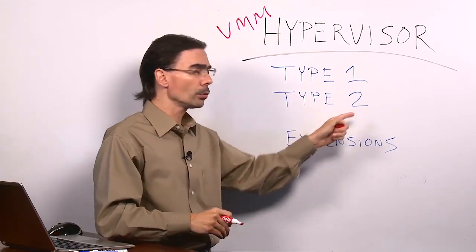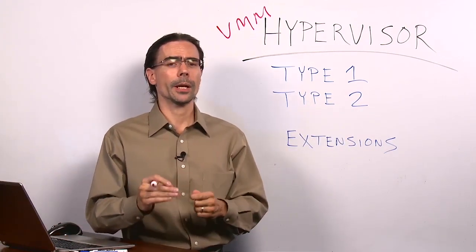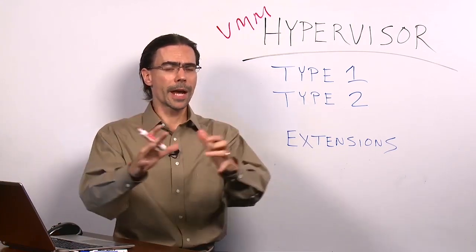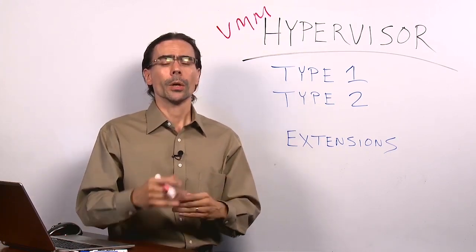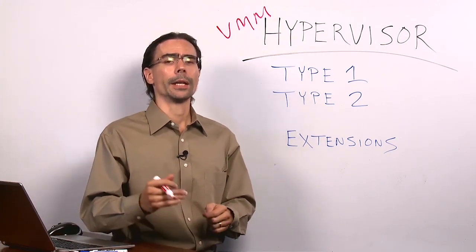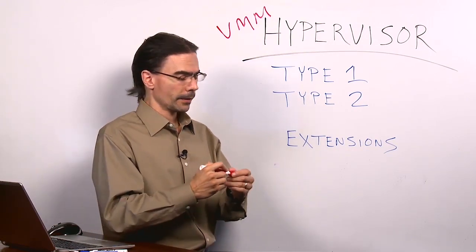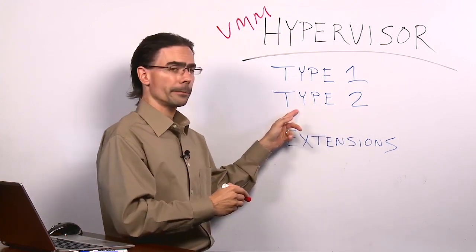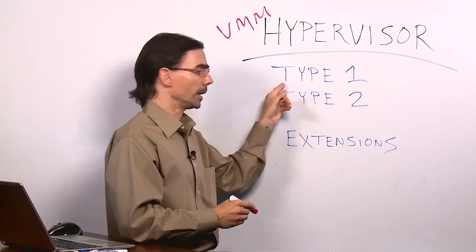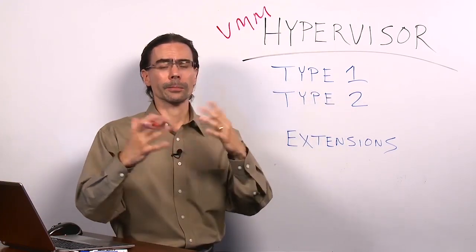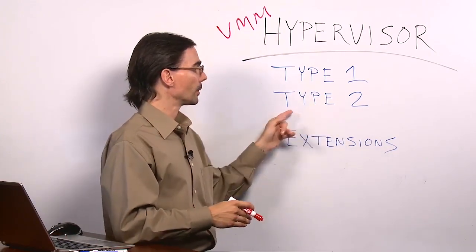The other is Type 2, which is the hosted hypervisor. The hosted hypervisor is something that runs inside of your operating system. And examples of this include Oracle's VirtualBox and also Microsoft's Windows Virtual PC. Now, this is not as powerful. If you need to run critical systems, you're going to want a Type 1 hypervisor. If you're doing some testing or you want to learn about operating systems, then Type 2 is fine.